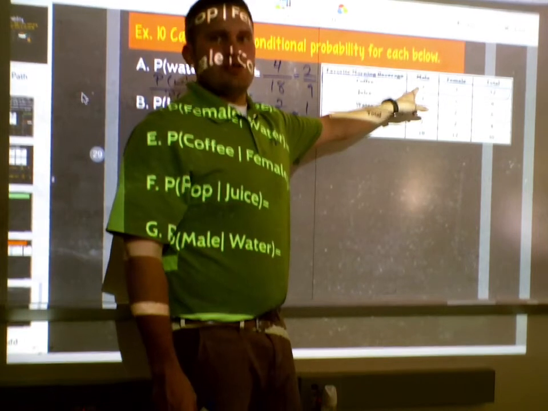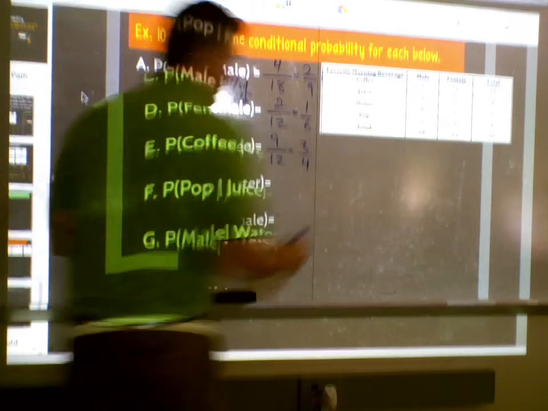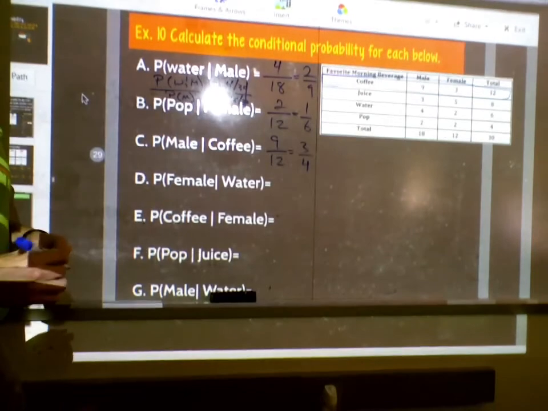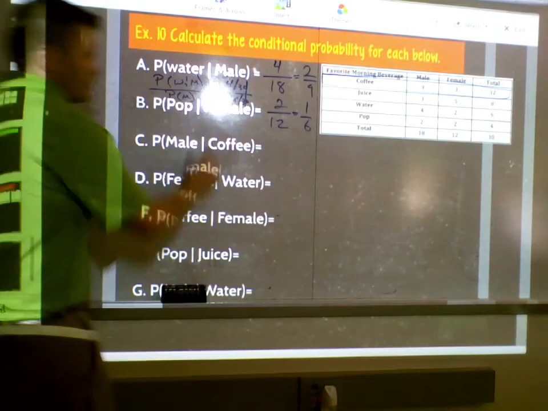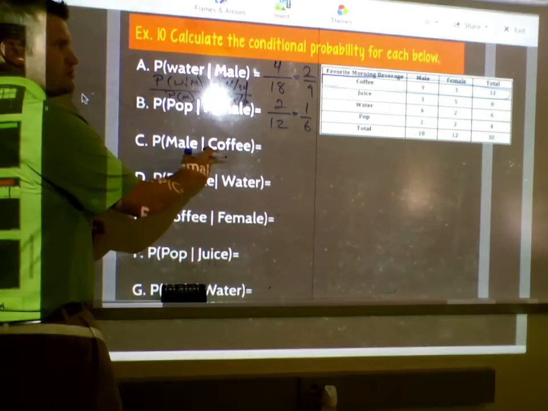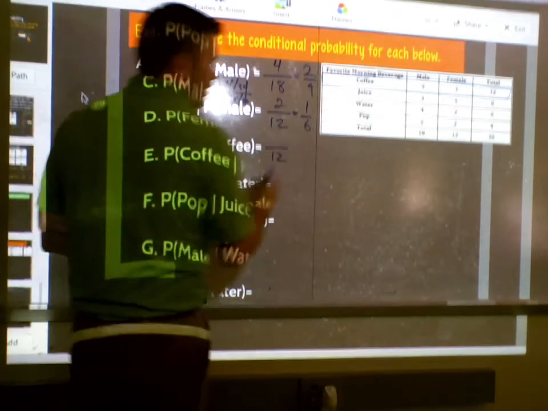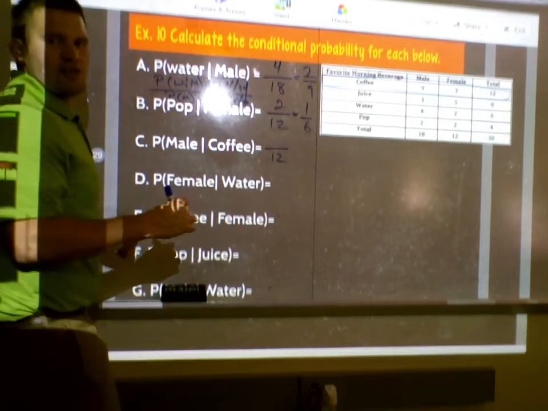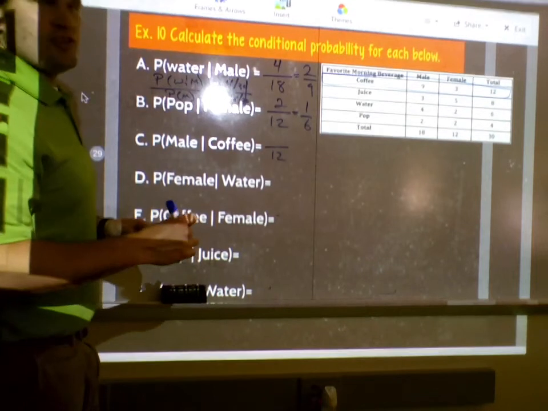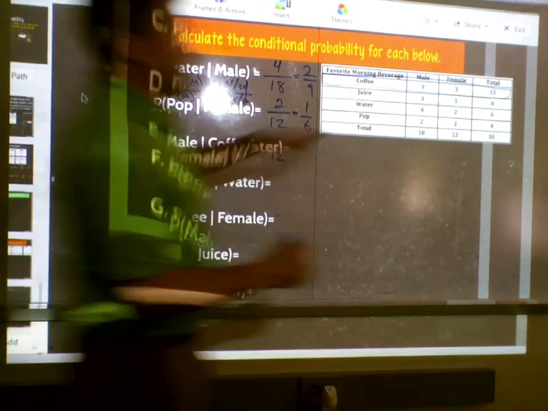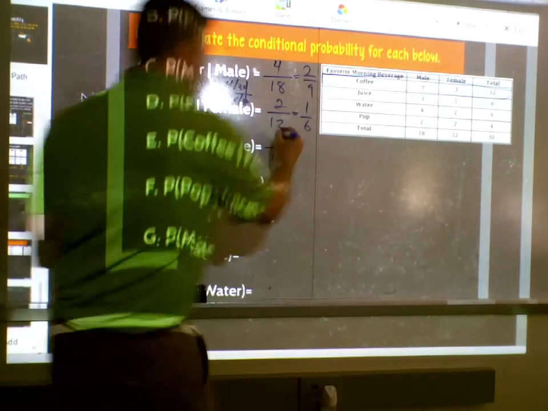Does that make sense? Write down the probabilities. Okay, so male and coffee, right? What's the total coffee population? 12. There's 12 total coffee drinkers, right? How many of these coffee drinkers are male? 9. Okay. So it's 9 out of 12, which is 3/4.